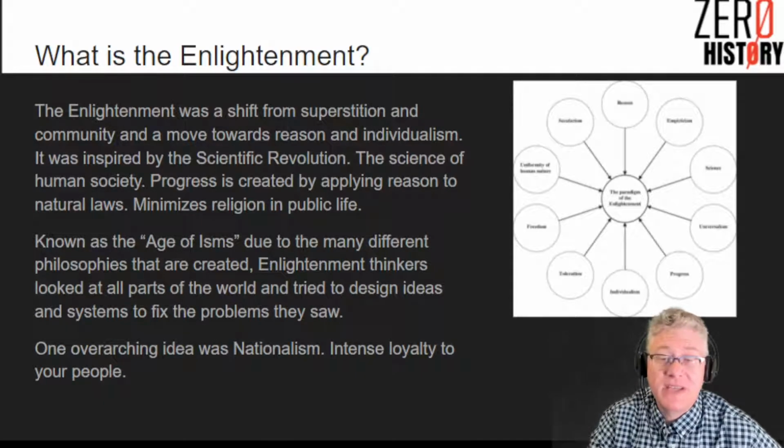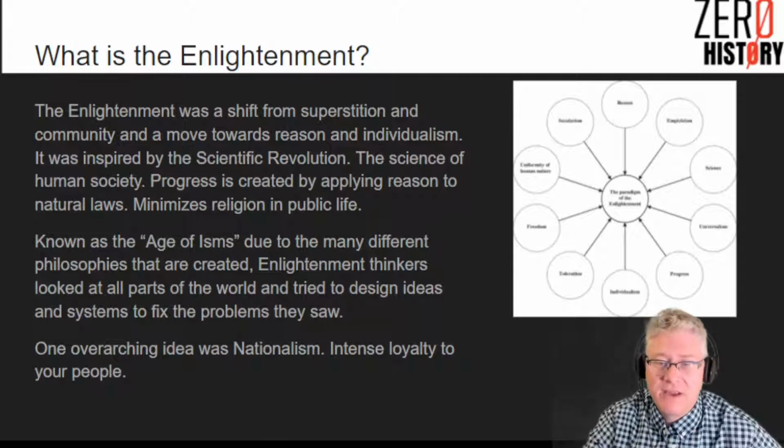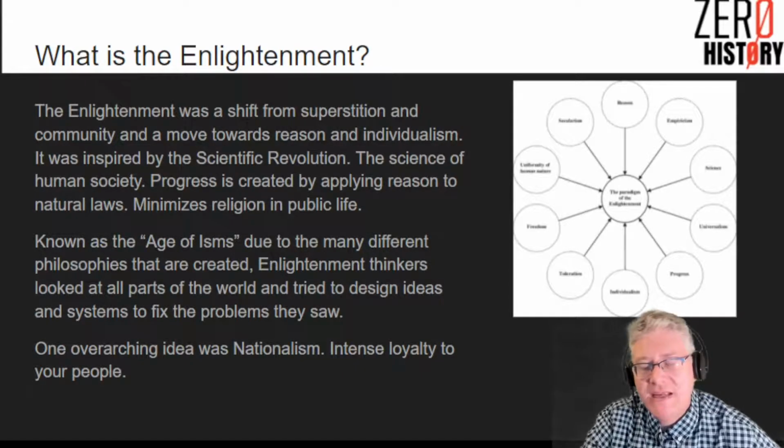So for example, today we have studies like psychology or political science. They owe a lot back to this idea of the Enlightenment. Progress is created by applying reason to natural laws. And part of this aspect then is that it will minimize religion in public life.